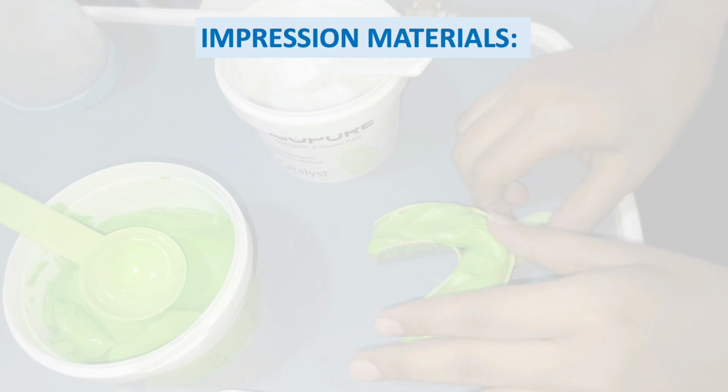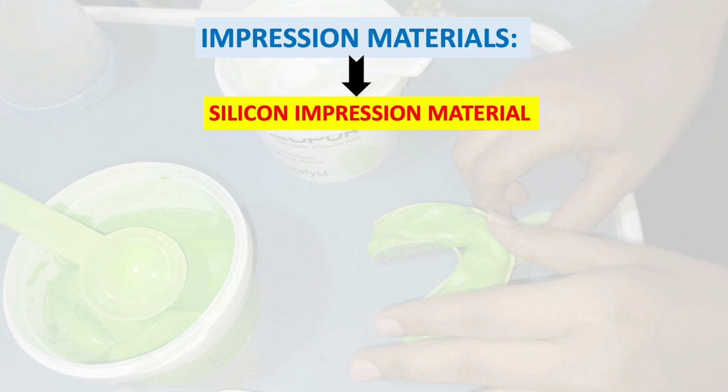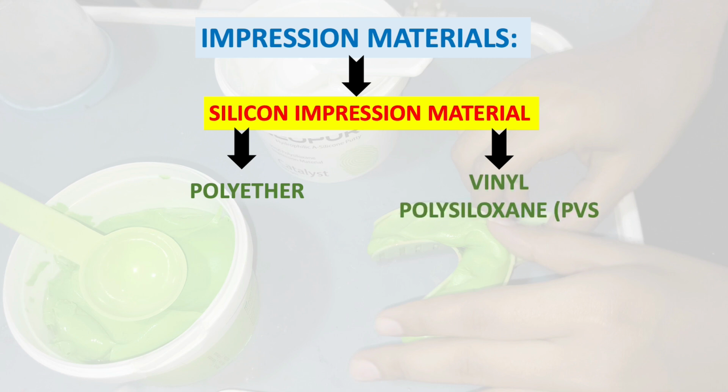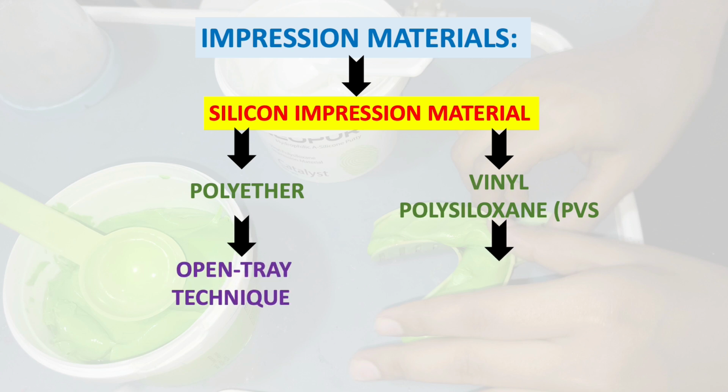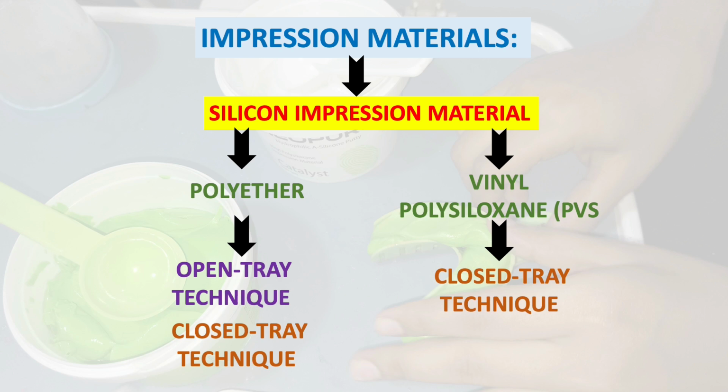Now, impression material used for the impression of the implants. There are various impression materials available based on the rigidity, tear strength, and dimensional stability. Basically, we are using silicone impression material for the implant impression. We have four types of silicone material. Among them, polyether and polyvinyl siloxane are the materials of choice. Polyether is basically used for the open tray technique, and polyether and polyvinyl siloxane both can be used for the closed tray technique. This is a very important chart. You have to know about the impression material used for implant impression.